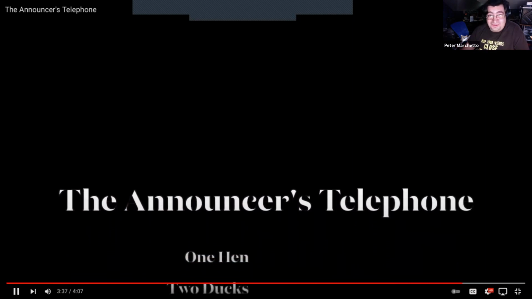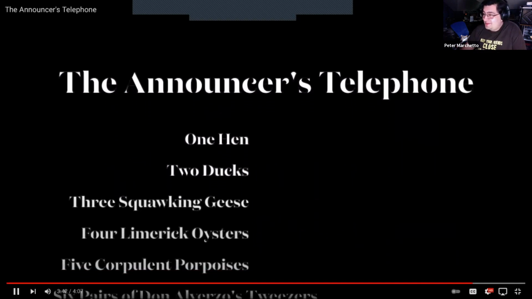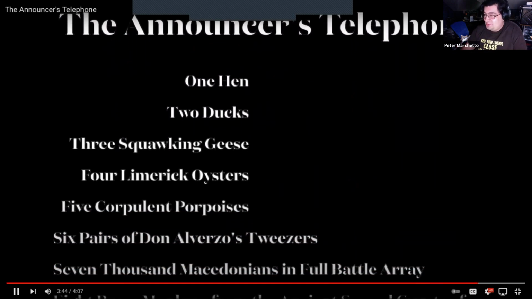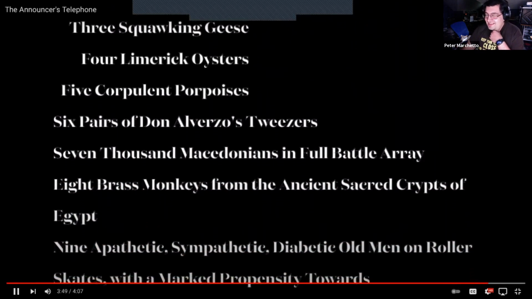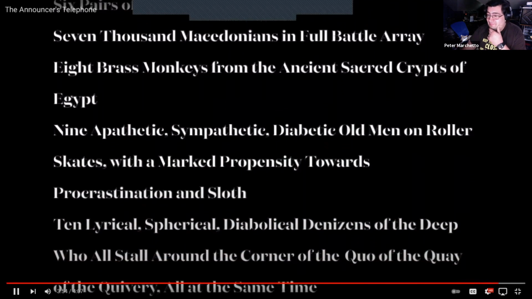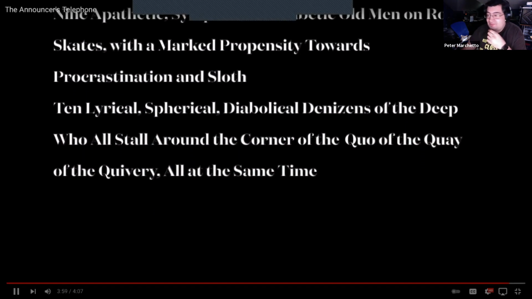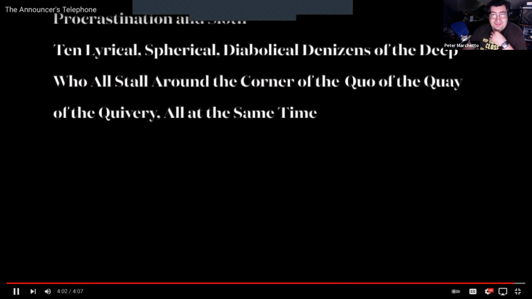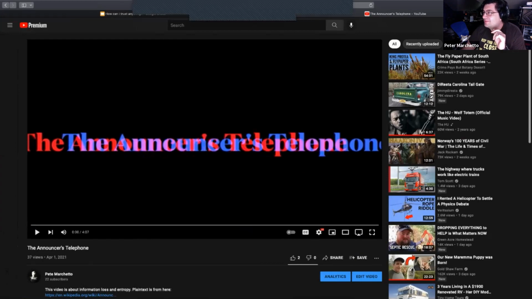And that is a lossy transmission line or transfer function. 1 hen, 2 ducks, 3 squawking geese, 4 limerick oysters, et cetera, et cetera. Yeah, this is the announcer's test, which NBC used to use for its announcers in the 30s and 40s. And you had to be able to say this with measured tone and memorized. Now, I've been doing this exercise long enough that I've actually gotten it memorized.